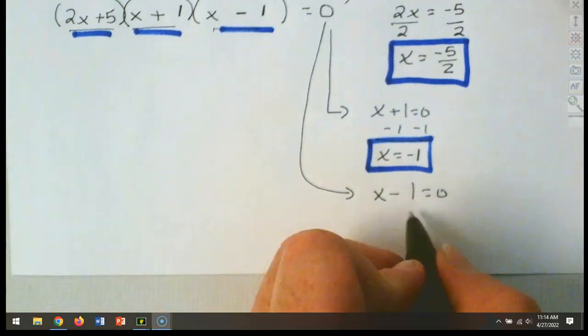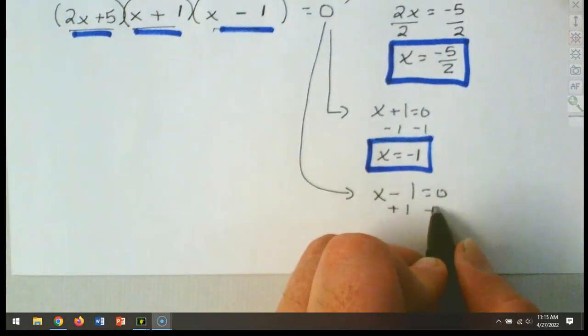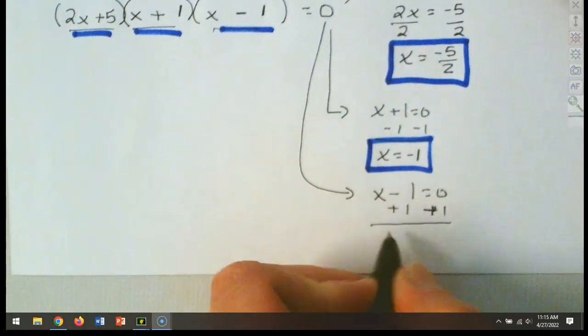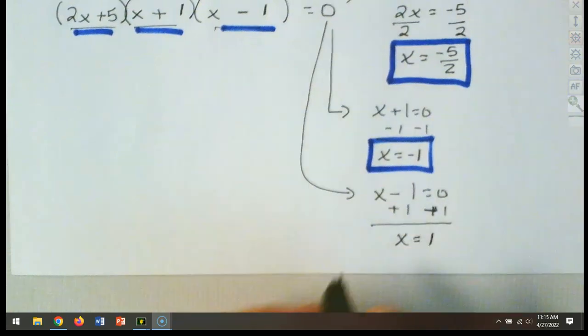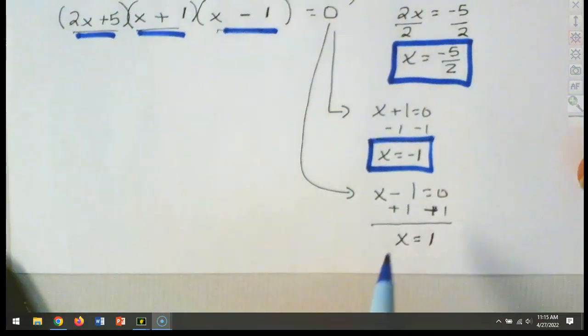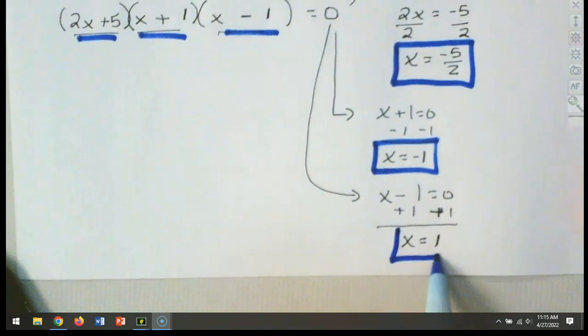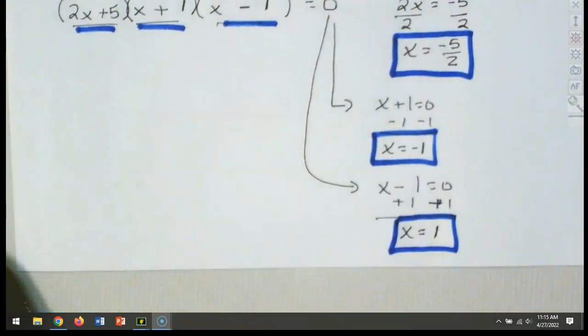So x minus 1 equals 0. We'll add the 1. And so my third and final solution is x equals 1. So you've got 1, negative 1, and negative 5 halves. I want to look at one more quick question. And this one we're only going to have one solution.